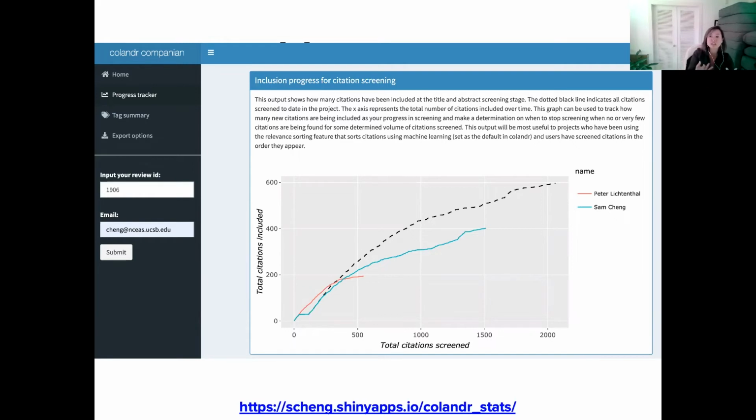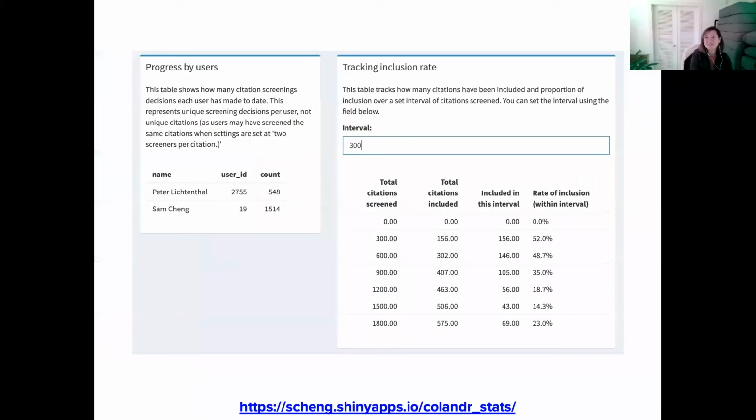And so what we've done is to help users navigate some of these complexities and better track their own review progress. We've created a platform called the Colandr Companion that runs alongside Colandr, and it allows users to track their inclusion rate and observe when they might be reaching a point of sort of diminishing returns. So where your rate of inclusion is declining, indicating that you may or may not have reached a stopping point, depending on what you've defined that as.